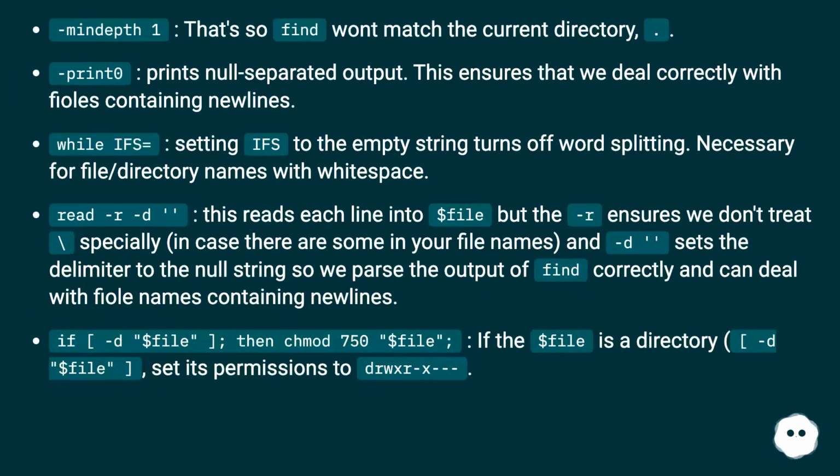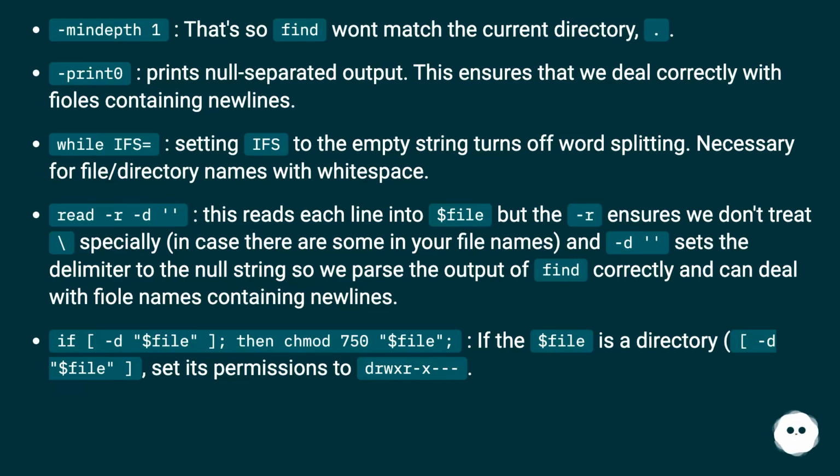-mindepth 1 is so find won't match the current directory. -print0 prints null-separated output. This ensures that we deal correctly with files containing newlines, while IFS= setting IFS to the empty string turns off word splitting, necessary for file or directory names with white space. read -r -d '' reads each line into $file, but the -r ensures we don't treat backslash specially, in case there are some in your file names, and -d '' sets the delimiter to the null string so we pass the output of find correctly and can deal with file names containing newlines.